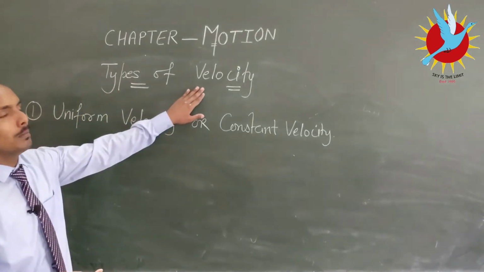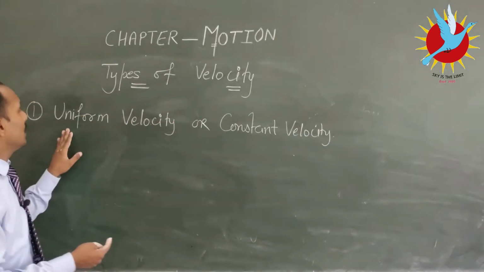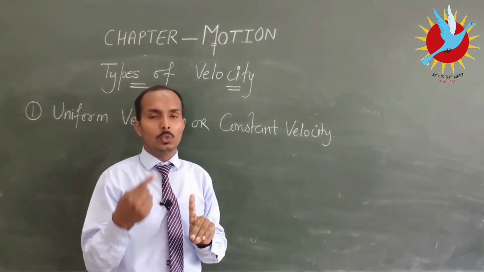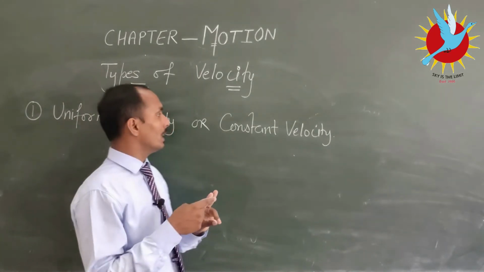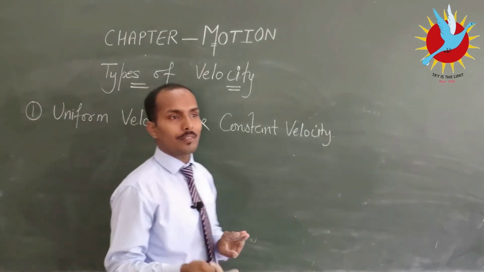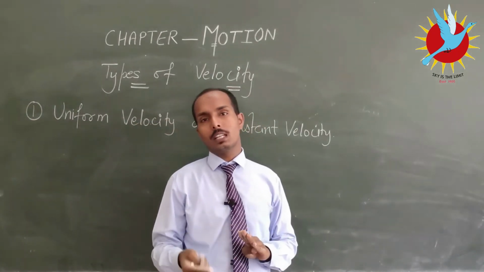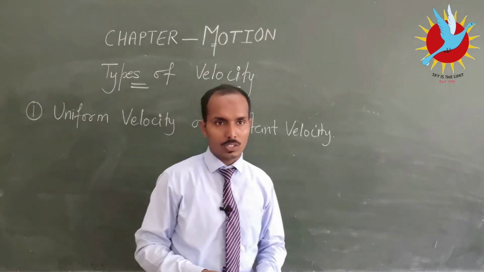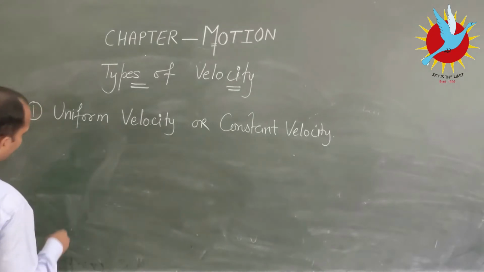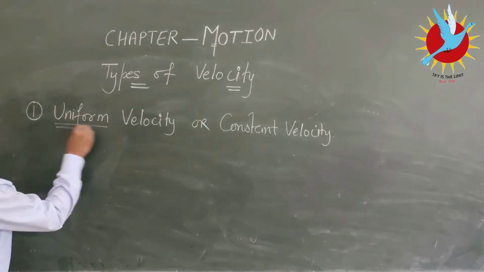Same things we study about the velocity. First we study uniform velocity, second is non-uniform velocity, third is average velocity, and after that we study instantaneous velocity. So one by one we study these points. First of all, our first point is uniform.